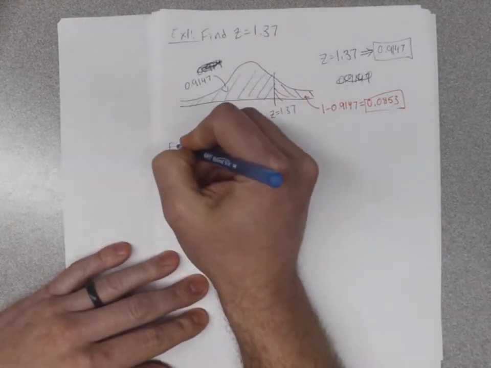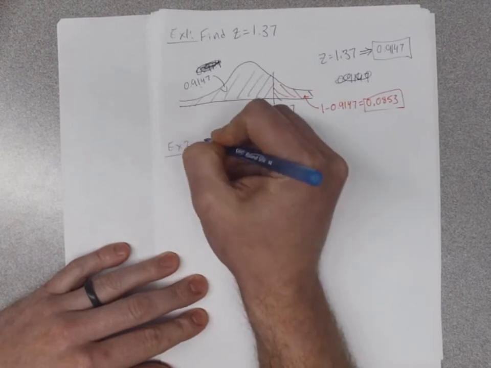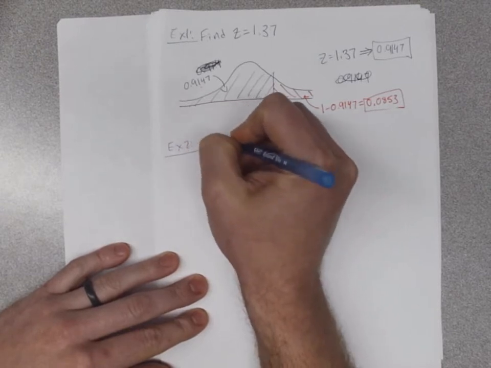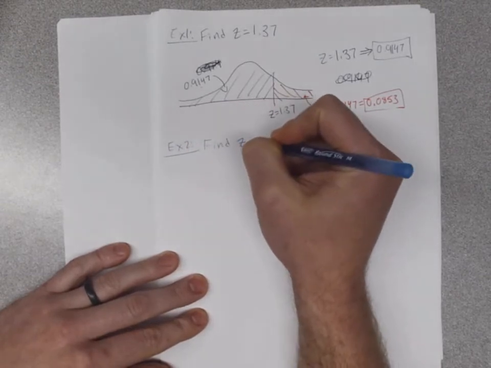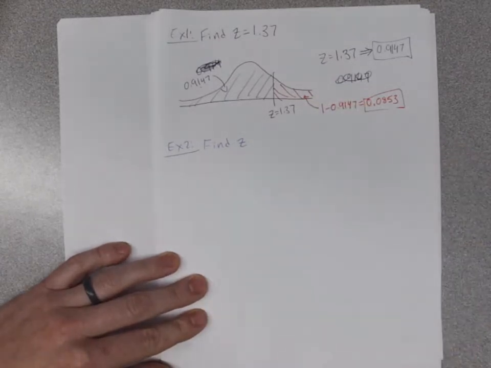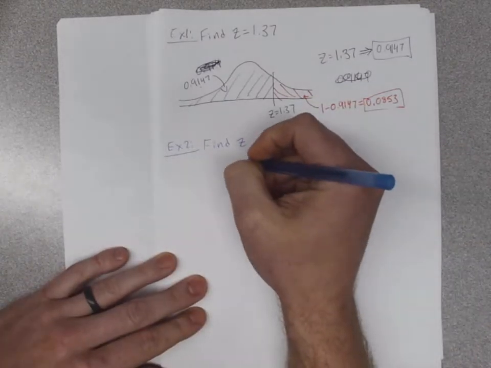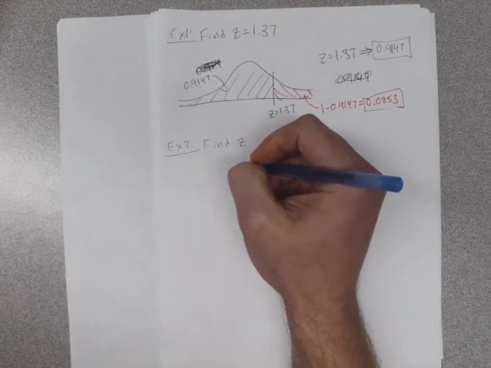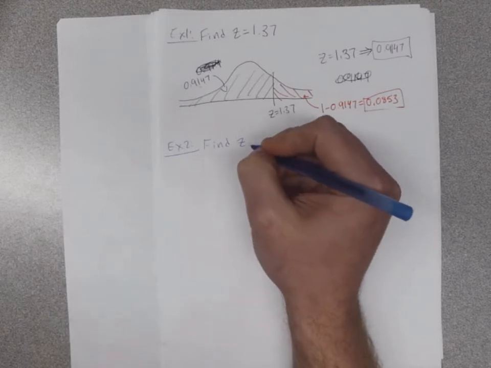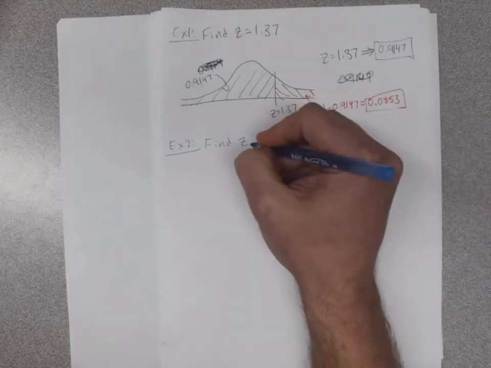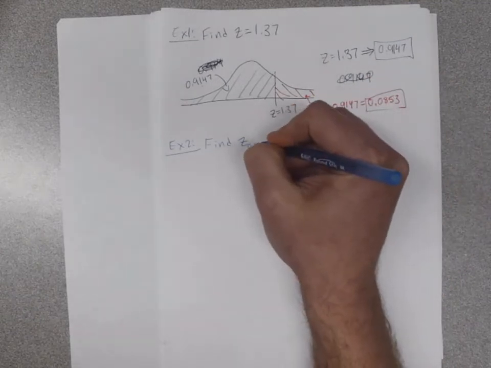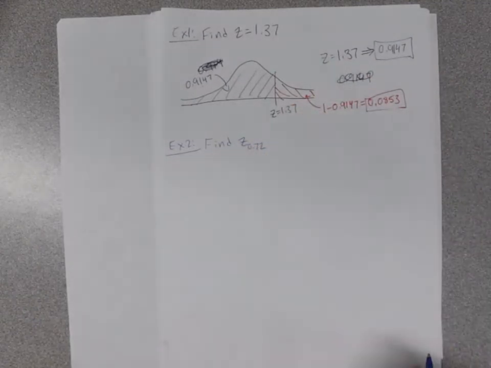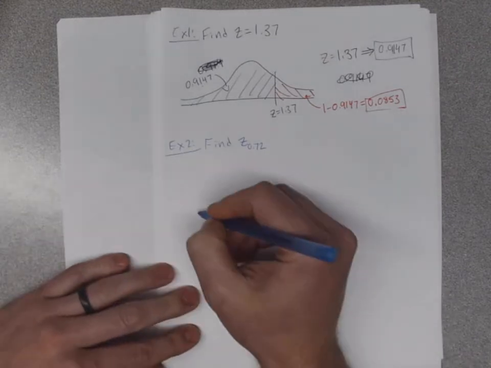So example 2, find Z, and let's say, I'm just trying to find a good number here to use. 0.72. All right, so let's draw our graph first.